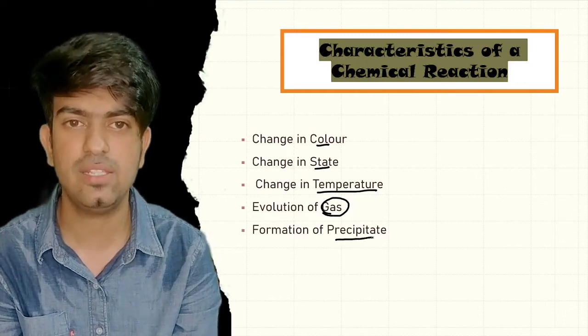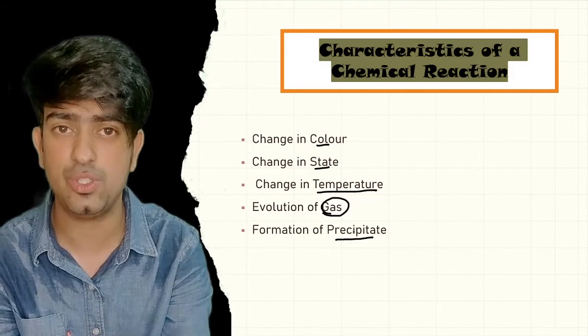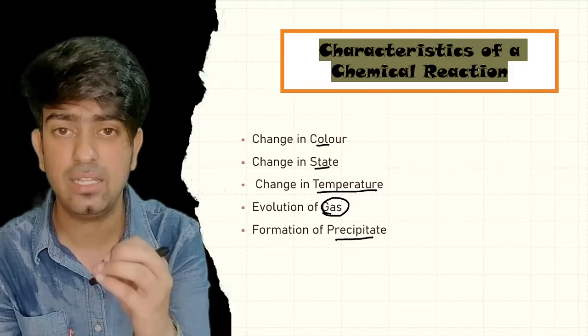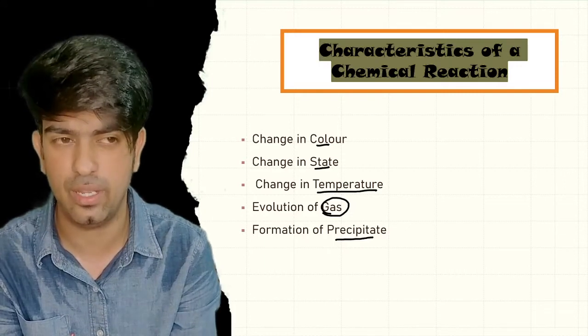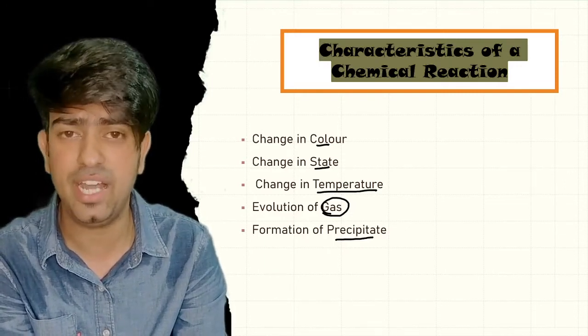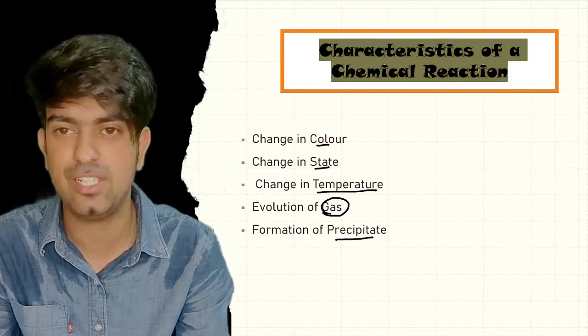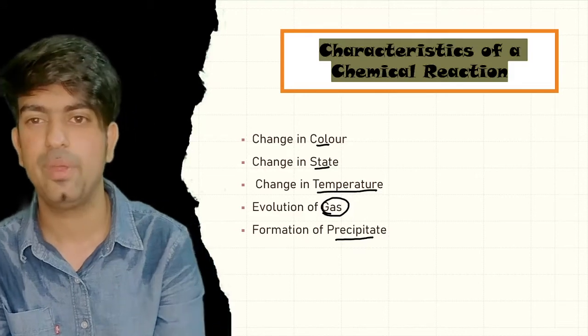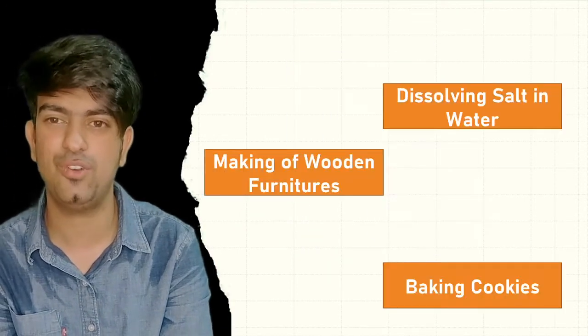And next there is a formation of precipitate. So in all these scenarios we can say that there is a chemical reaction which is undergoing. So can we consider these changes as the characteristic of chemical reactions, because they are defining that the chemical reactions are going on. Now before ending this session I have a question for you.